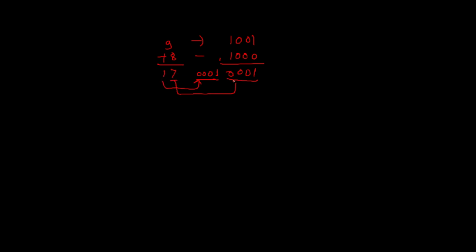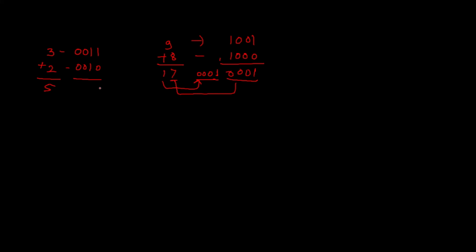Let's take another example. Suppose the numbers are 3 + 2. I know the answer is 5. If I do it in BCD, 3 is 0 0 1 1 and 2 is 0 0 1 0. So if I add, what happens?